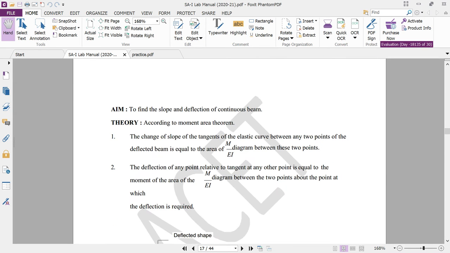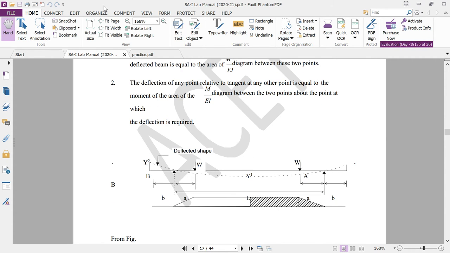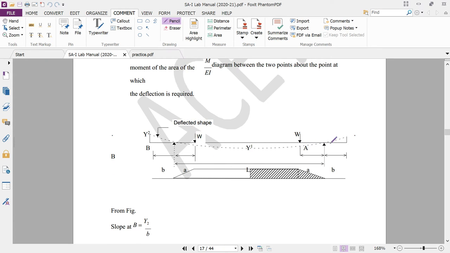Theoretically, according to the moment area method, the change of the slope of the tangent of an elastic curve between any 2 points of the deflected beam is equal to the M by EI diagram between the 2 points. This is a typical beam, a prototype of a beam. Here we are going to apply the loads, either at the center or on two extreme edges, so that the beam will deflect in downward direction. The beam will deflect like this.